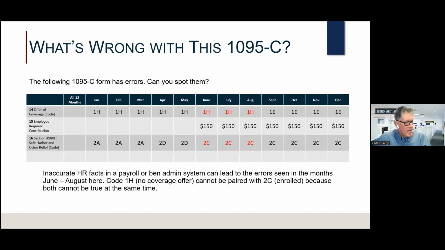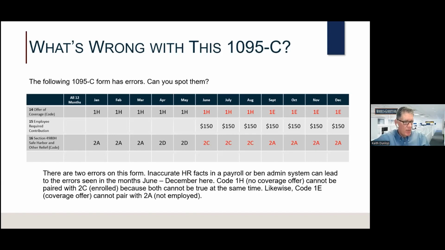Here's another inaccurate form. The first few months are fine, 1H paired with 2A and paired with 2D, those are valid. But then look what happens in June. We have 1H, no offer of coverage, paired with code 2C. How can you have no offer of coverage to an employee that is enrolled in your coverage? That doesn't make any sense. Those two things can't be true. These kinds of errors come up quite often, and they're typically the result of inaccurate HR data information, either in your payroll system or in your Ben admin system. So you would want to go back and diagnose if there has been some sort of a data entry issue.